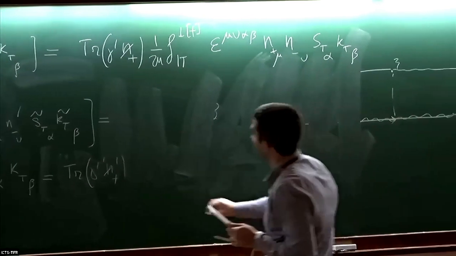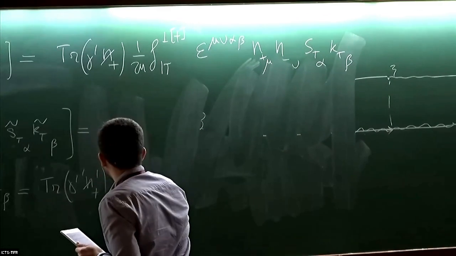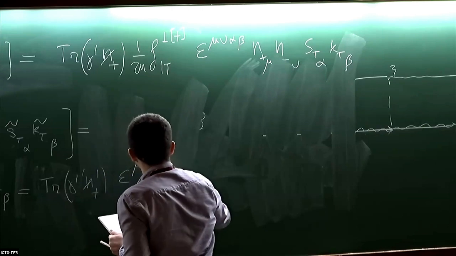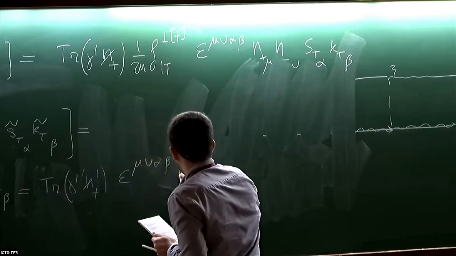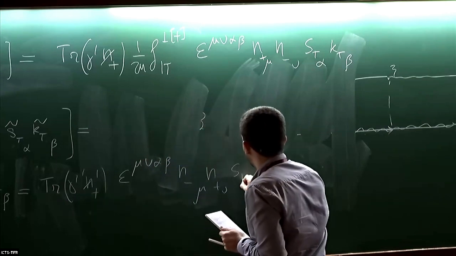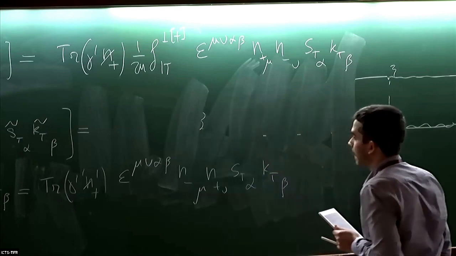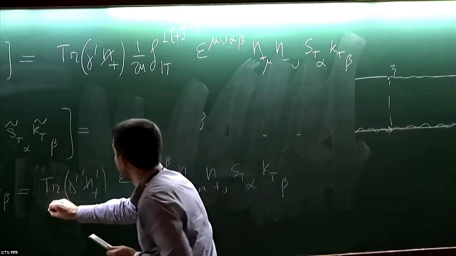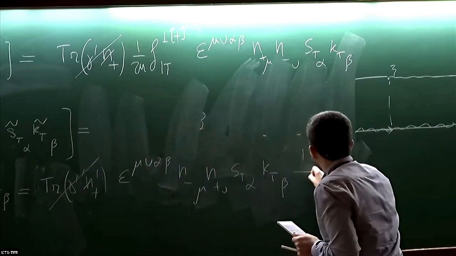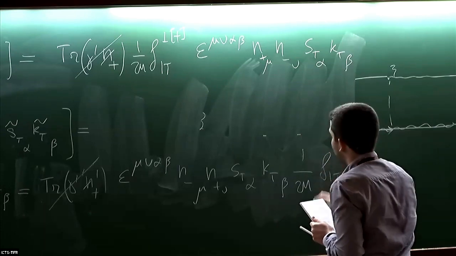Okay, so these traces we said are the same, this one and this one. But let's go on. n minus mu, n plus nu, S T alpha, K T beta. Okay, so if these two are the same, you can just get rid of them. And you have 1 over 2m, f1T perp with the minus gauge link.